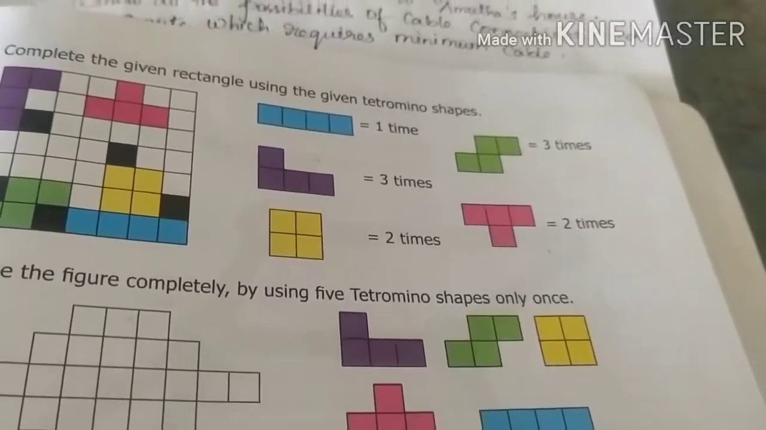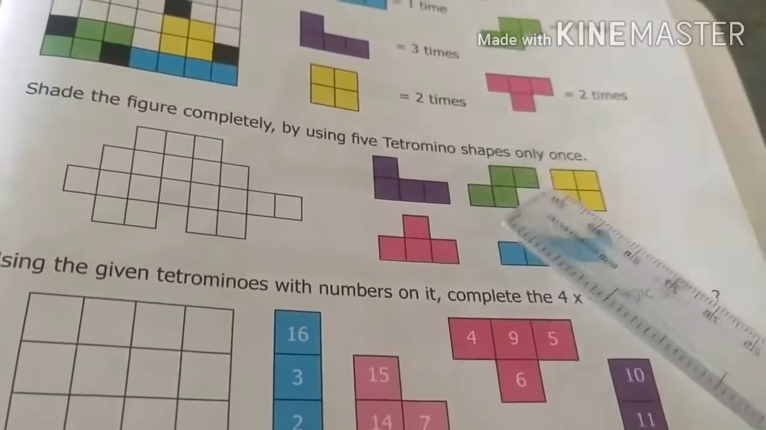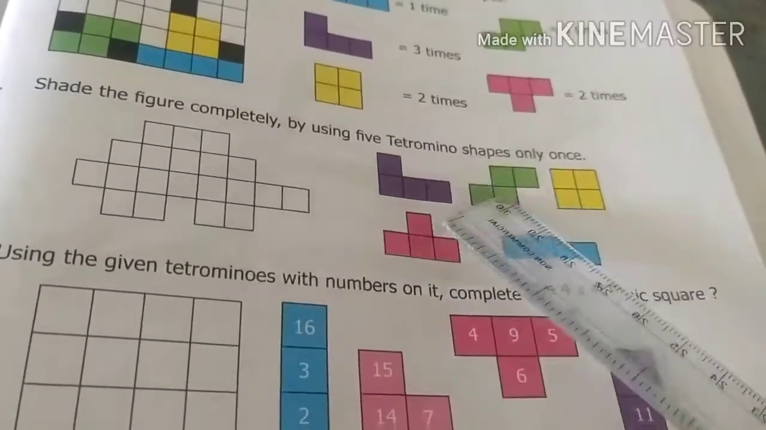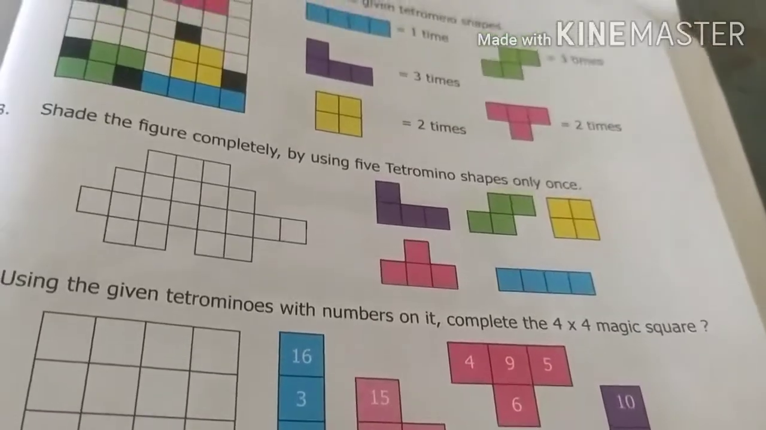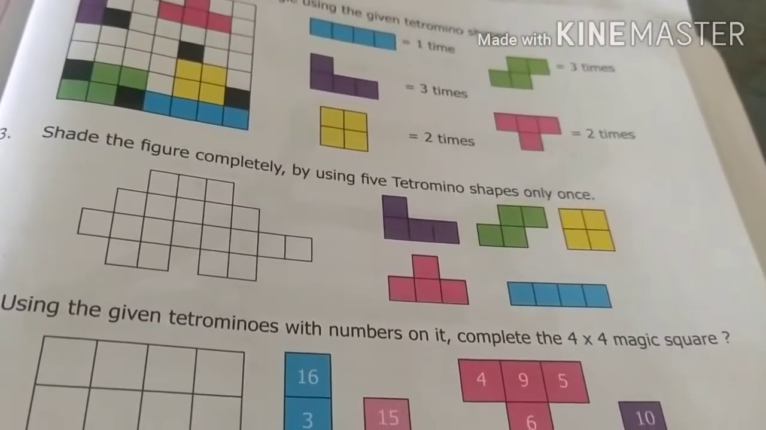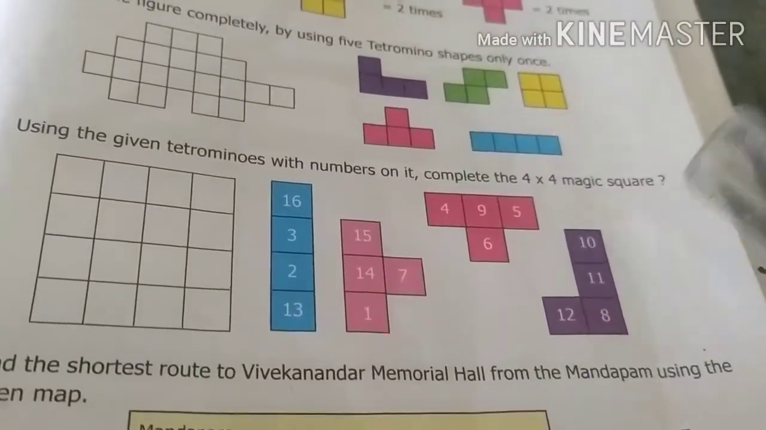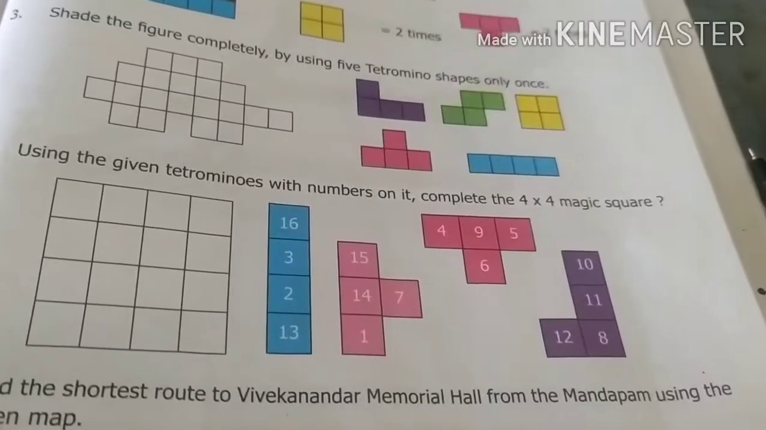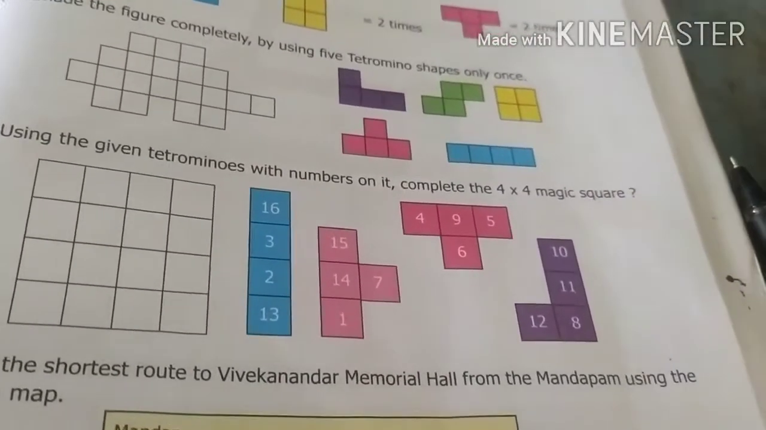Okay, so next is question number 3. We have to fill this. Use 5 tetromino shapes, each only once, as given. Each shape we must use only once. Okay? And then we have to complete this diagram. Next, this is also like the sum which we did in exercise number 6.1. Fill this like the games. You have to sit and fill that.